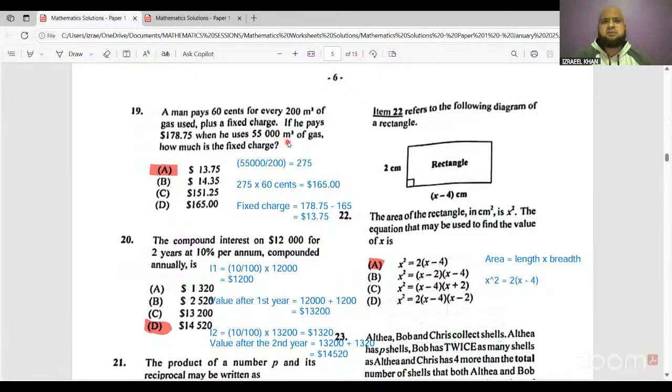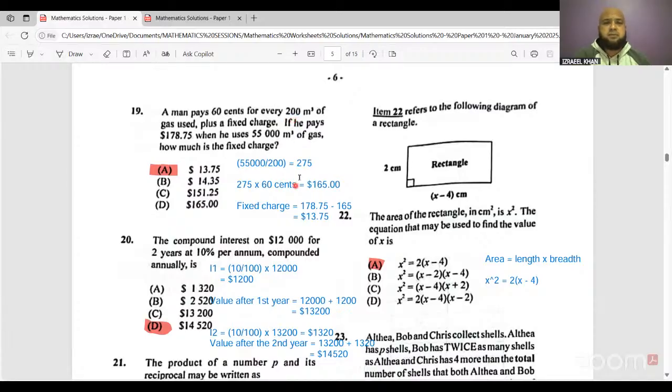55,000 was used. Guess what? For every 200 meter cube, you charge 60 cents. So how about we divide the 55,000 by 200, cross out your zeros top and bottom, and work it through. 2 into the 55, or 2 into 550 when you cross out 2 zeros top and bottom. 2 into 550, you get 275, and you multiply this by 60 cents, because it's 60 cents for every 200 meter cube.